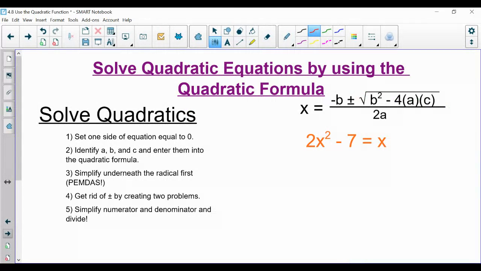Let's look at another one. So step 1, here's our quadratic: 2x squared minus 7 is equal to x. Step 1 says to set one side equal to 0. Currently, it's equal to x. So we have to move this x to the other side. We can do that by subtracting x. So we'd have 2x squared minus x minus 7 is equal to 0 once we move that x over.